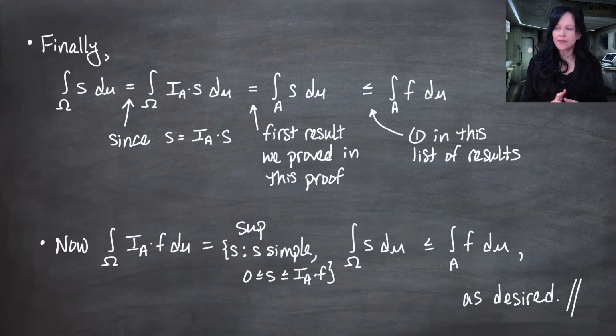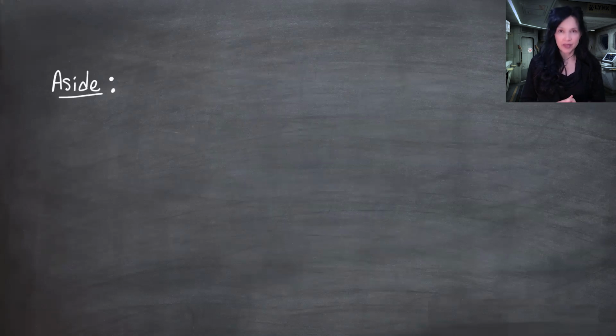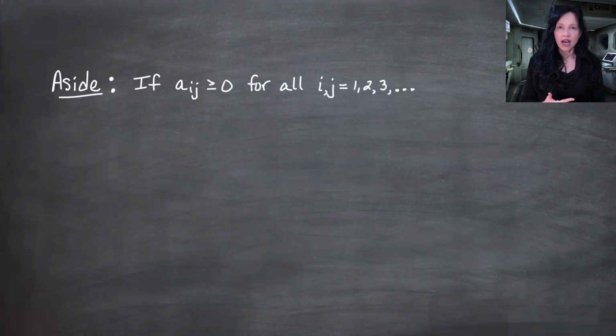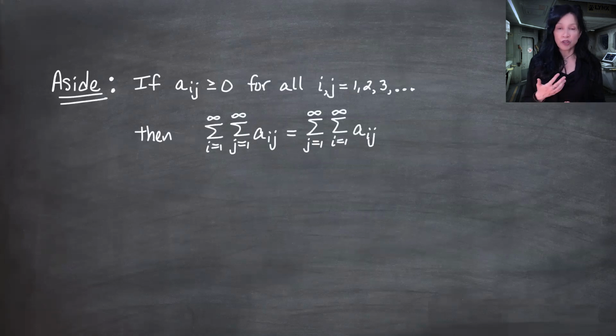Okay, I have an aside for you that's sort of totally out of nowhere and isn't going to appear to be leading anywhere for a bit, but I need to get this said before I get too deep into what I want to talk about today. And this is that if you have real numbers, little a sub ij, if they are non-negative for all i and j being 1, 2, 3 on up, then the double sum as i goes from 1 to infinity and j goes from 1 to infinity can be switched.